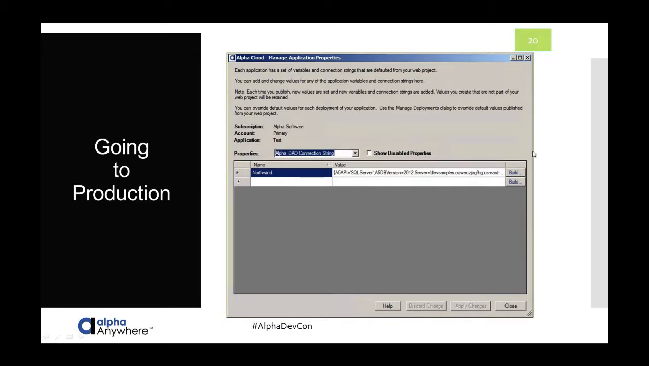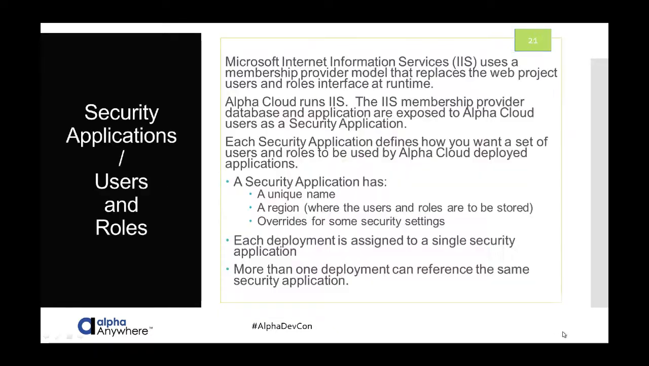A side note, I mentioned updating your database connection string. The Manage Application Properties dialog can be used to set a connection string, but it is going to be replaced every time you publish based on the publish profile. To set a specific connection string for production, choose Manage Deployment Properties and set your connection string on your deployment as opposed to on the application itself.